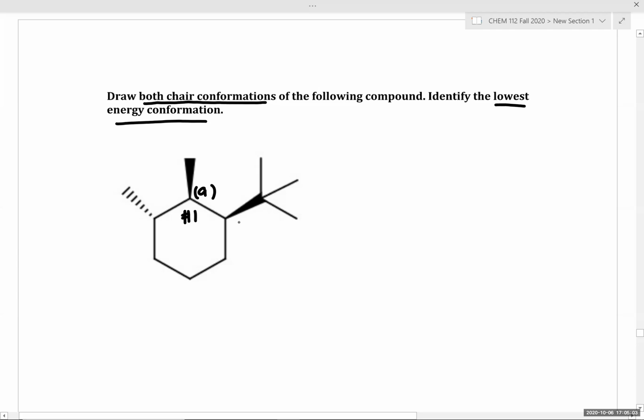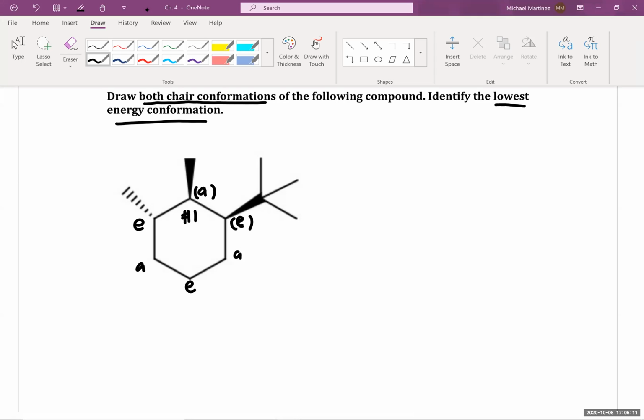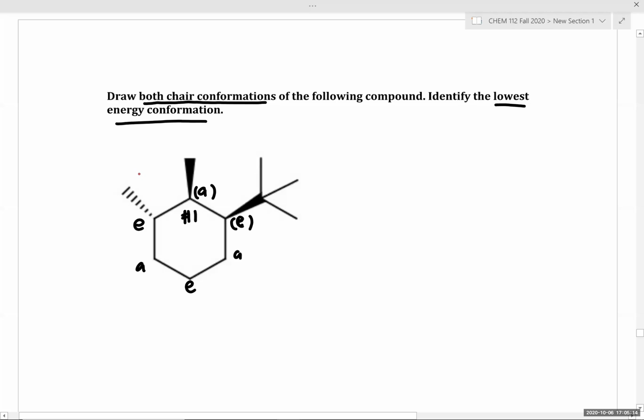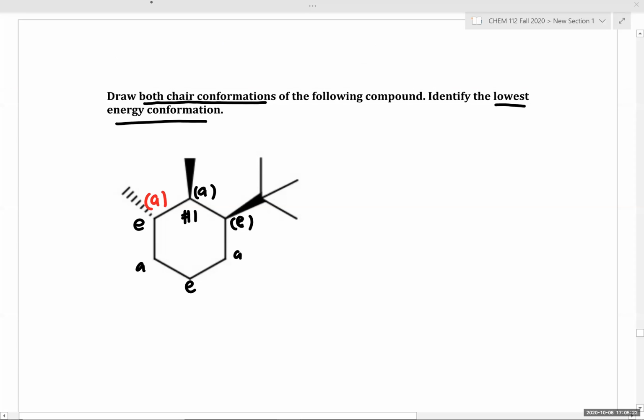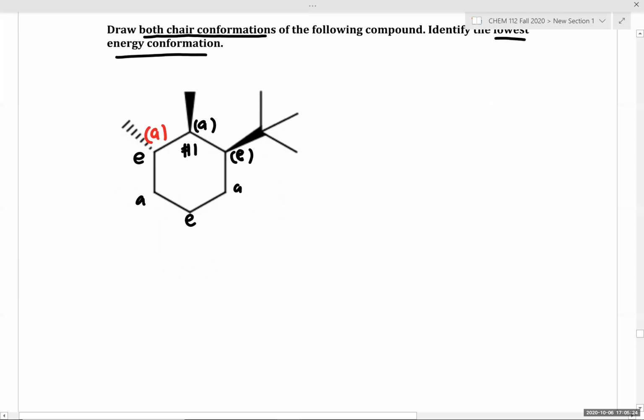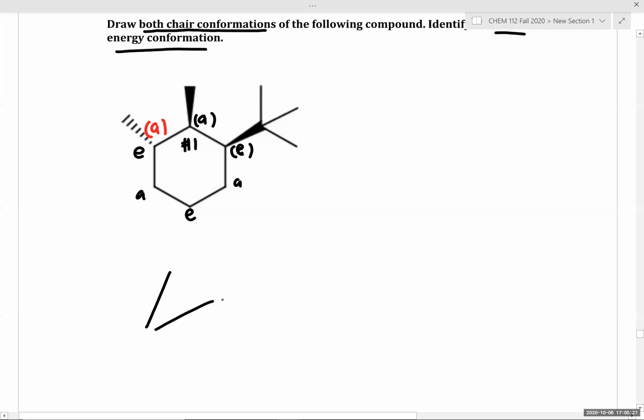So following our shortcut, I'm going to label the configuration of each of my substituents, keeping in mind that if I have a dash substituent, it has the opposite configuration. You can also think of it as drawing the cyclohexane ring. So you can draw your cyclohexane ring. And if we have carbon number 1 right here, then this wedge substituent will be pointing up, so it'll be in the axial position.